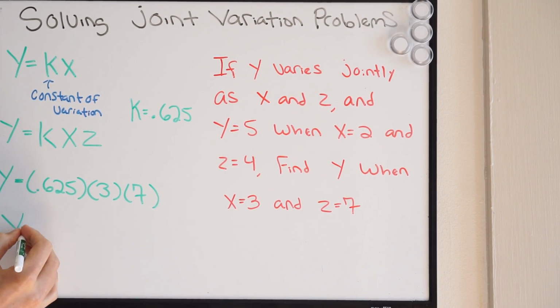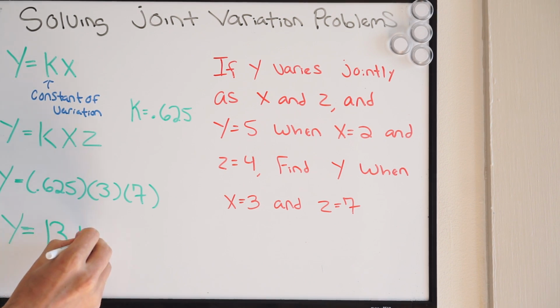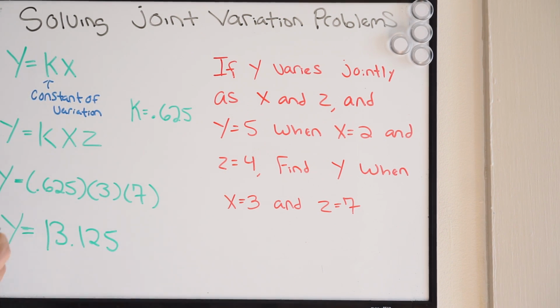So let's see what we get when we do that. So we get 0.625 times 3 and then times 7. And we get 13.125. And this will be your final answer right here. Okay, and that is it.